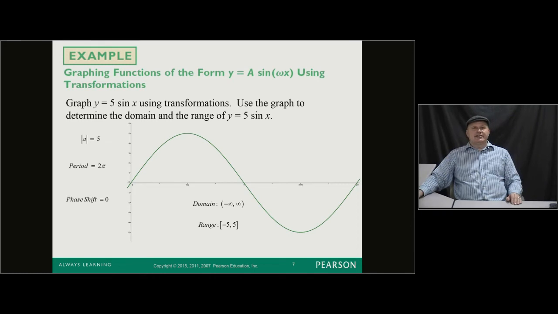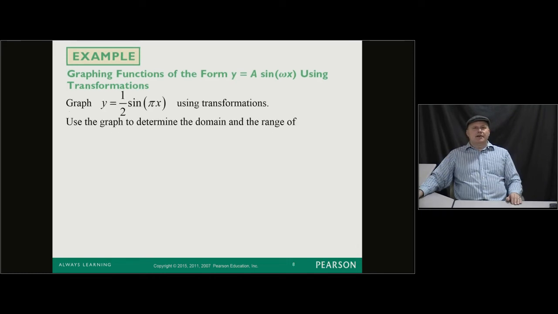All right, let's look at another example, very similar. The y equals 1/2 sine of pi x using transformations. So first of all, there's your function. The amplitude is 1/2, so this time it's going to be compressed, not stretched. So the amplitude is 1/2. The period is 2 pi over pi. The number in front of the x is the omega. So it would be 2 pi over omega. So it's 2 pi over pi, which is 2.